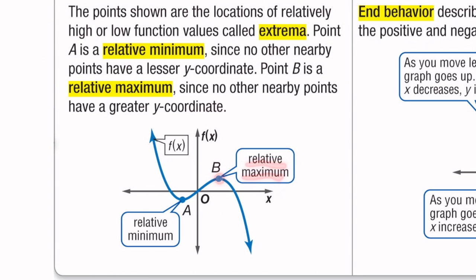But it's relative because we only see a section of the graph. If we were to zoom out and expand the graph, we could find other points that are either higher or lower than the current points that we have, and that's why the current ones that we have are relative, because there could be other points if we continue expanding the graph.